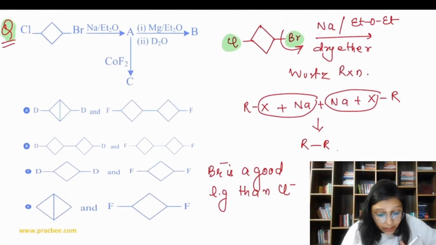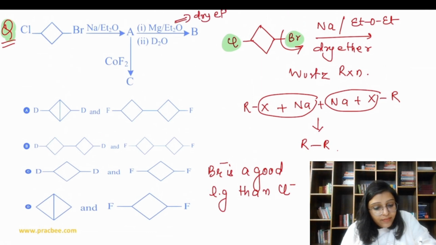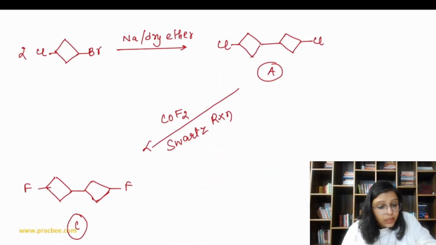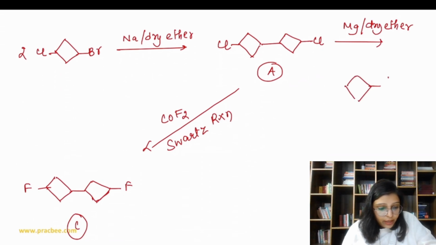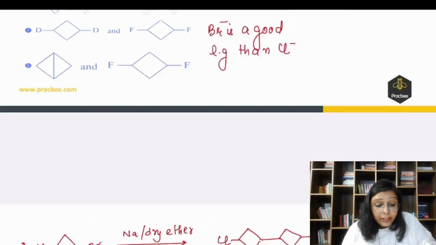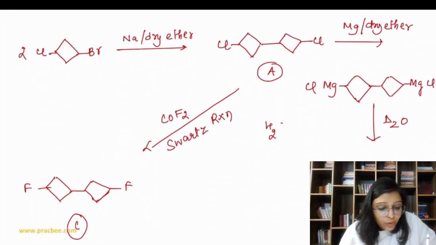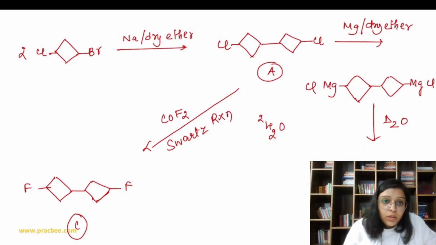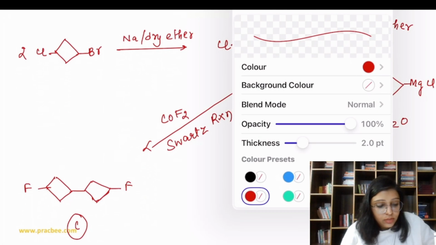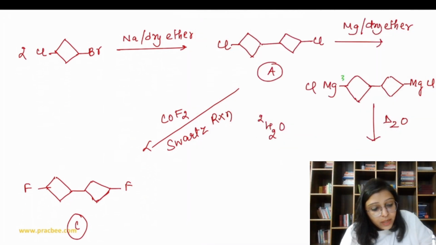Now we are moving to B. So what is the Mg dry ether again? If we have Mg dry ether, we are going to form Grignard reagent. So here we write MgCl. Here also we write MgCl. Now we have D2O. D2O is similar to water, H2O, but the molar mass is 2. So it means we have to do hydrolysis. So we have to break this bond.